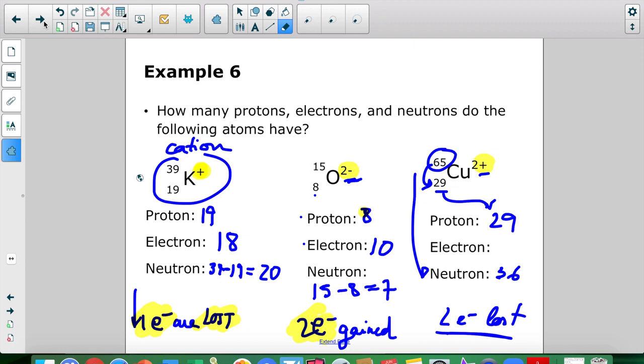Okay, 65 minus 29. And finally, the electrons again, because we have 2 positive charges here, so 2 electrons have been lost. That means that we have 2 less electrons than protons. So that's going to be 27, because originally when this atom was neutral, the number of electrons and protons was the same. So now that it's not neutral, it lost 2 electrons. The number of electrons is 27.